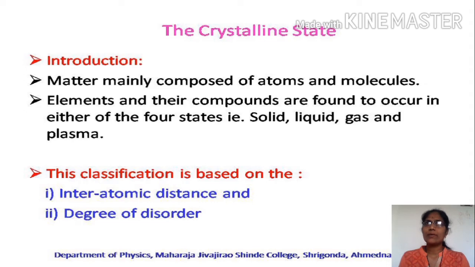All these four types are based on two things, that is interatomic distance and degree of disorder. Let's know what is meant by interatomic distance and degree of disorder. Interatomic distance is the distance between two atoms. Suppose there are two atoms which are separated or very close to each other, then the distance between them is called the interatomic distance. And degree of disorder means what? Suppose these atoms are organized or arranged in a periodic manner. It means that they are having order.